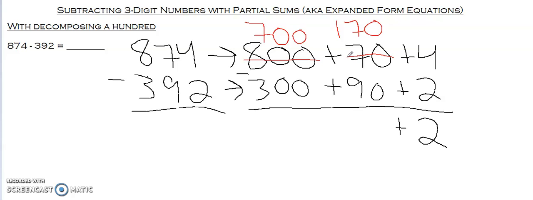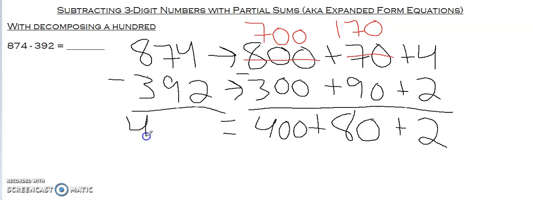So 170 minus 90. That might be more difficult to do in your head, but you can use a thousand chart to help you, or you count back 9 tens. So 170, 160, 150, 140, 130, 120, 110, 100, 90, 80. And then 700 minus 300 is 400. 400 plus 80 plus 2 is 482.